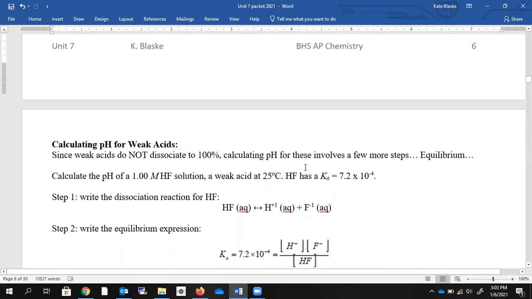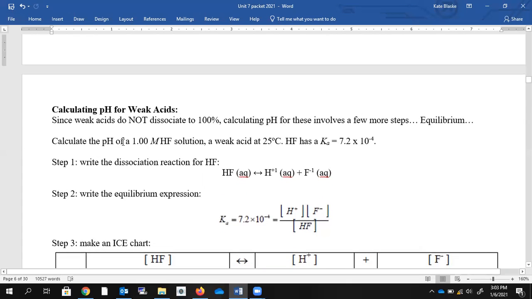So for example, if we want to calculate the pH of a 1 molar hydrofluoric acid solution, it is a weak acid. They give me the Ka value. I see that that Ka is small. Its exponent is 10 to the negative fourth. Just purely by the fact that they have given me a Ka that identifies this as a weak acid. Kas for strong acids don't exist. They are so large, they are infinite.